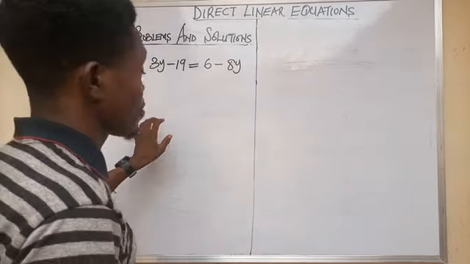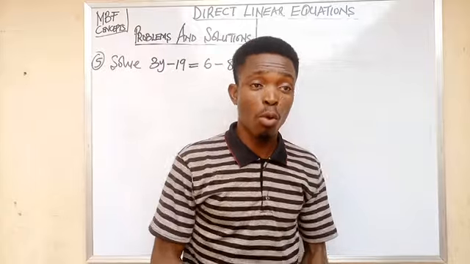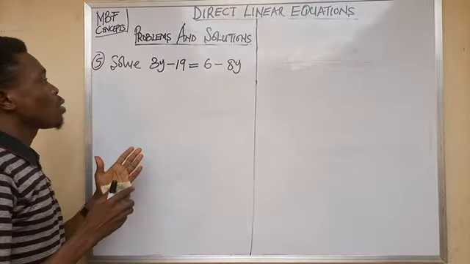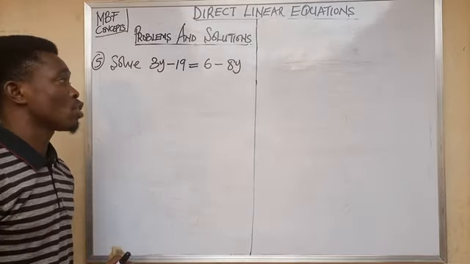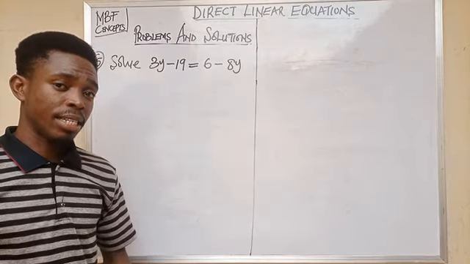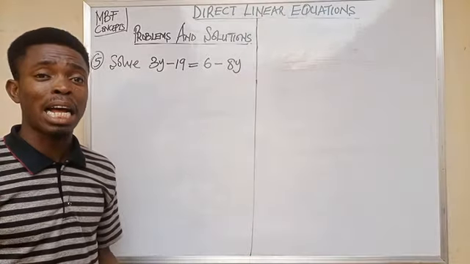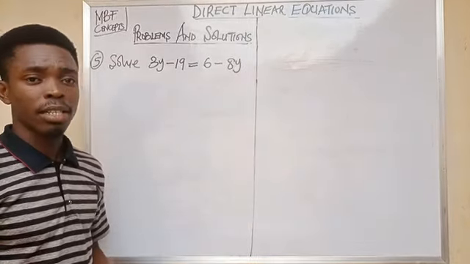Now guys, we have question number 5 on the board. We are asked to solve 3y minus 19 is equal to 6 minus 8y. Guys, it must not always be x. It can be any of the alphabets from A to Z. It can be any other mathematical symbol, all right? It can be any of those things.